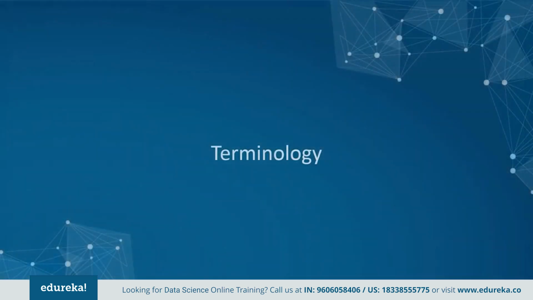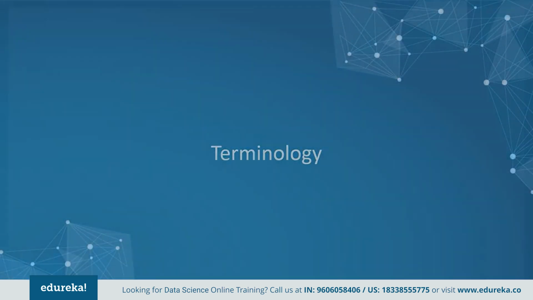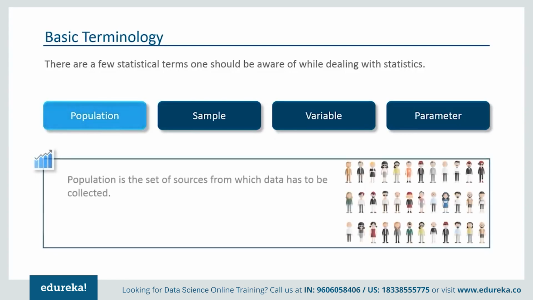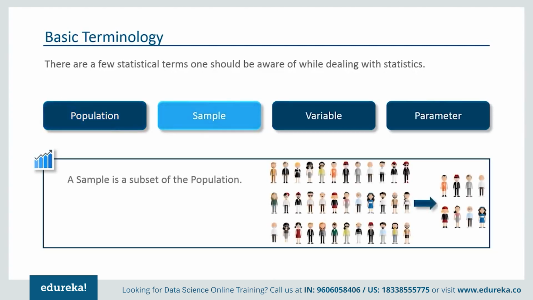With that, let's move on to some basic terminology regarding stats. There are a few statistical terms one should be aware of while dealing with data science. They are namely population, sample, variable, and parameter. Population is a set of sources from which data has to be collected. It can be a class of children, a population in a country, and so on. A sample, or a sample set, is a subset of a wide population. You basically take a sample set, which is a chunk of the population, apply your statistical model to it, and find out whether your conclusion holds for the entire population or not.